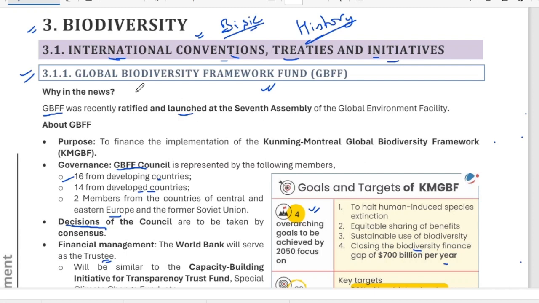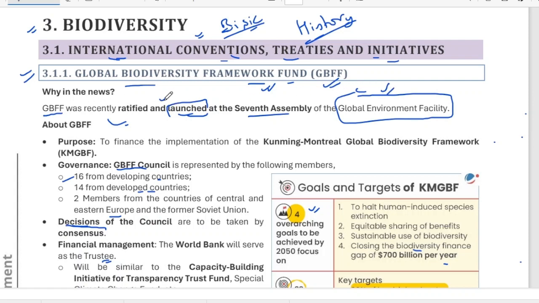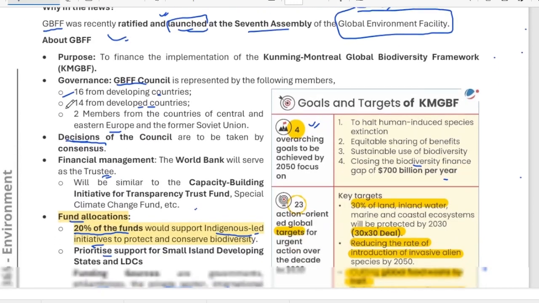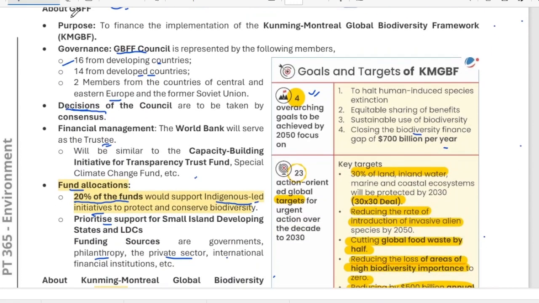Okay, so Global Biodiversity Framework Fund, GBFF. Okay, this has recently been ratified and launched. This fund has been launched at the 7th Assembly of the Global Environment Facility. So the Global Environment Facility was made the guardian of this fund, and it has been launched by this facility now. Okay, so what is the purpose of this? Purpose is to finance and implement the Kunming Montreal Global Biodiversity Framework that I already talked about.